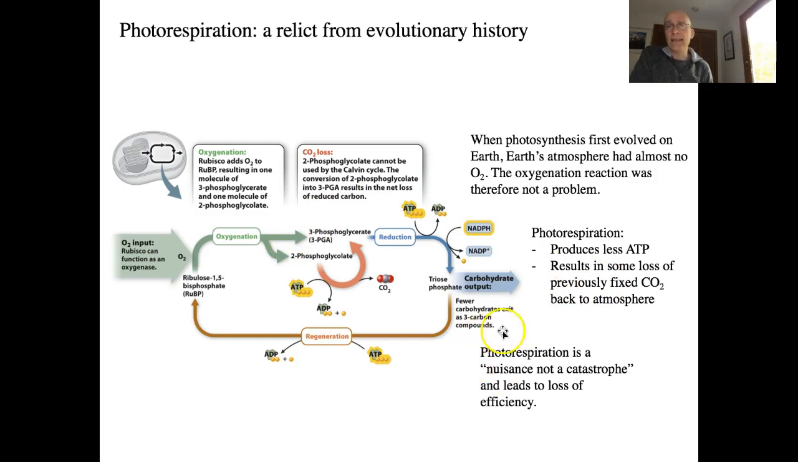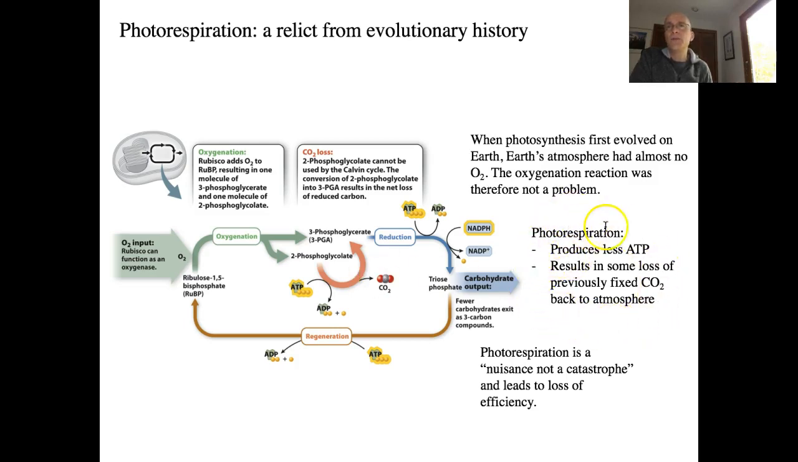So I say here photorespiration is a nuisance, not a catastrophe. It leads to loss of efficiency. Here's the loss of efficiency, right? You're costing it ATP, it's costing CO2. You're getting less of the carbon fixed. You're losing some of the previously fixed carbon, but you're not losing more overall than you gain. You just lose a little bit. You're just not as efficient.